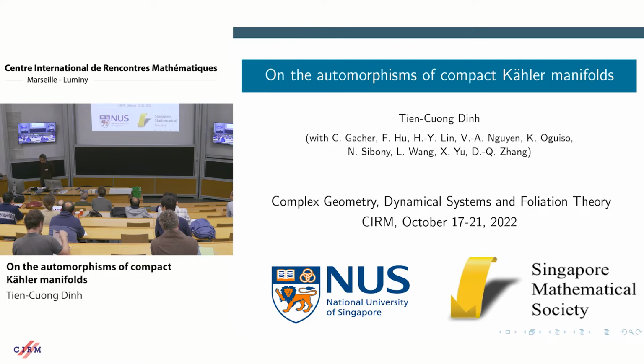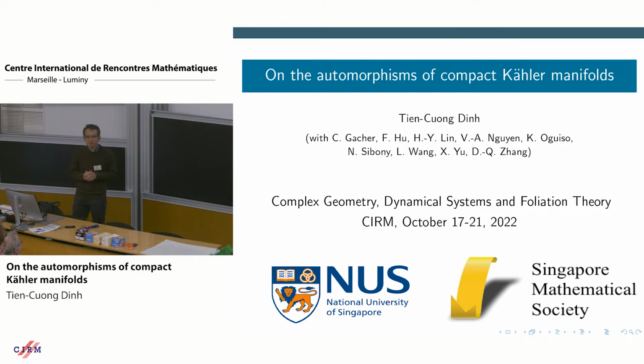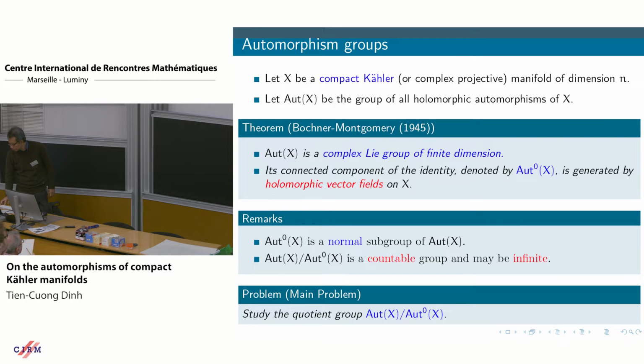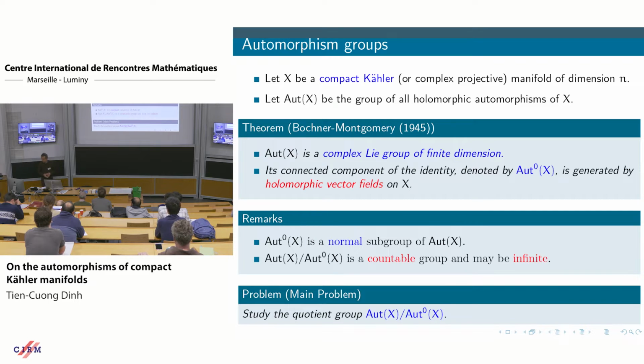Anyway, today I'm going to talk about automorphisms on compact Kähler manifolds, and in this research direction, there are both L2 technique and dynamical systems. So let me start with some notation. Let X be a compact Kähler manifold or a projective manifold of dimension n, and we denote by Aut(X) the group of all holomorphic automorphisms of X.